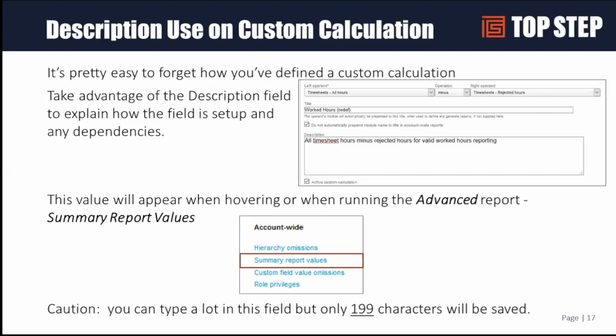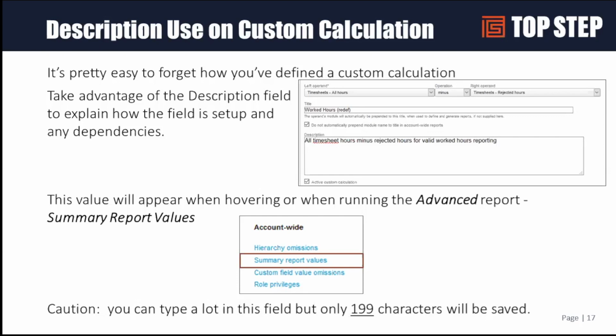Okay. When you hover over the reporting value in the report interface, or you run the advanced report called Summary Report Values. I don't know if anyone's ever looked at that report, but it actually is the report data dictionary of OpenAir. It has the definitions of all the reporting values that are available in summary or cross-tabbed reports. And that would also include your custom calculations. So the better you are at describing what the calculation is in the description field, the more information you'll be able to pass on to people that are using it in reports.